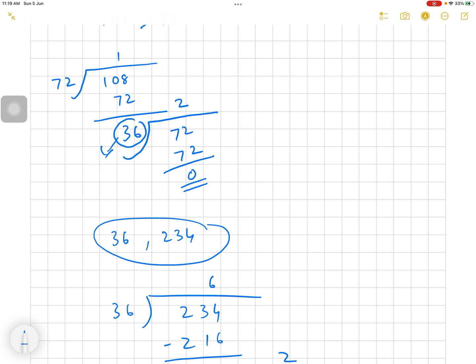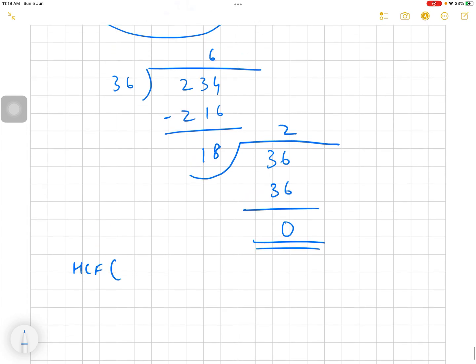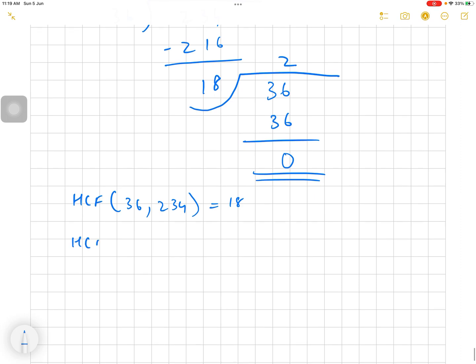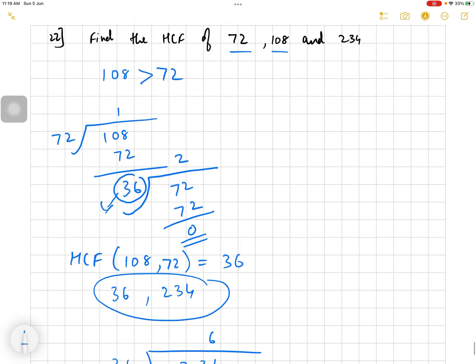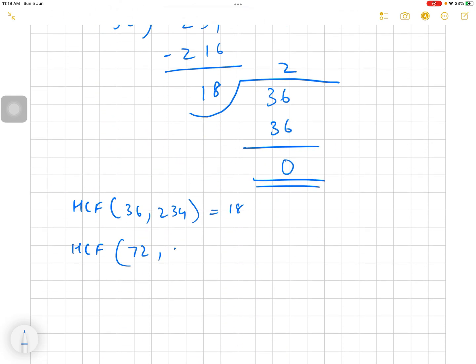Got it? So here I got the HCF between 108 and 72 is 36, and here I got the HCF between 36 and 234 is 18. So the HCF between all the three numbers, 72, 108 and 234, is 18. Okay.